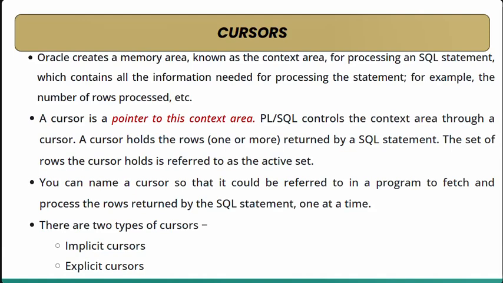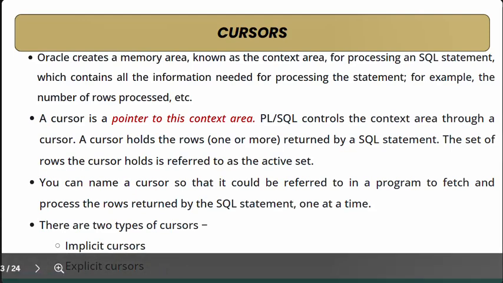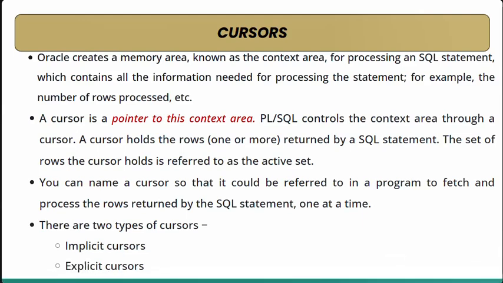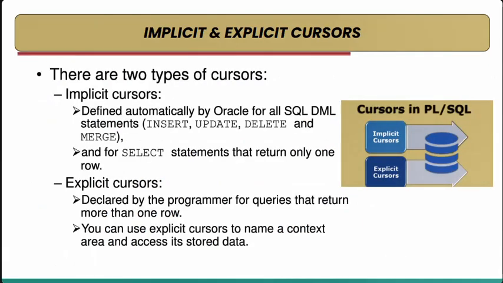The cursor can be broadly classified into two types. One is implicit cursor, another one is explicit cursor. First one is implicit cursor. Implicit cursors are defined automatically by Oracle for all SQL data manipulation statements, that is insert, update, delete and merge, and for select statements that return only one value. They are automatically implemented and invoked.